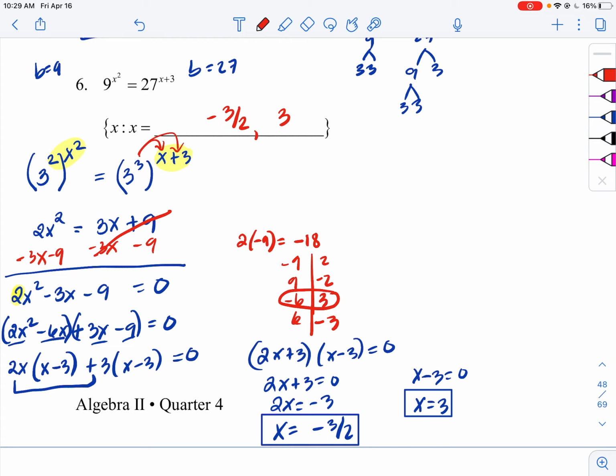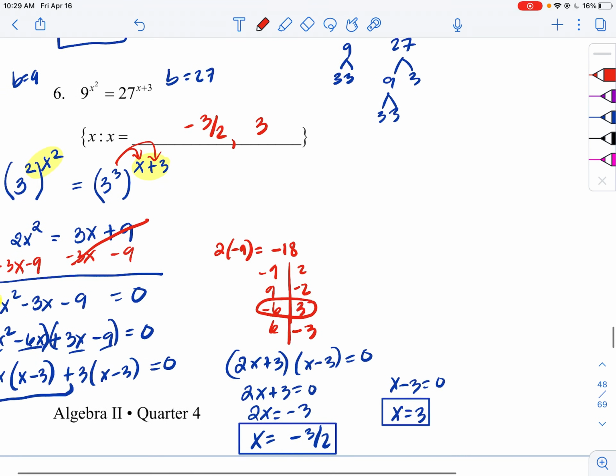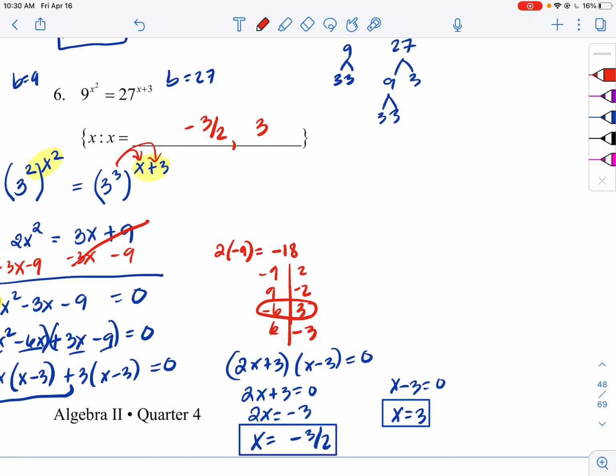Miss, what if I don't want to go through all those factoring steps? Can I just do it with the quadratic formula, because I remember the quadratic formula? So yes, you can. So let us do the quadratic formula. I'm going to do it in purple.